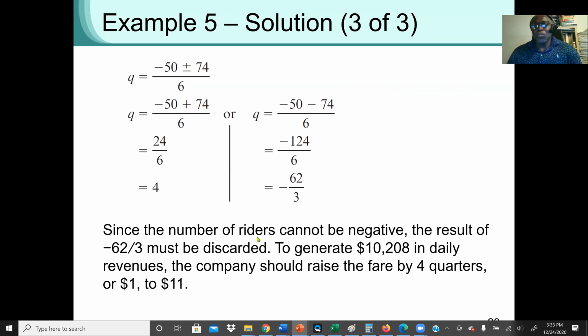Since this is the number of riders, the answer can never be negative. So since the number of riders cannot be negative, the result of minus 62 by 3 must be discarded. To generate 10,208 in daily revenue, the company should raise the fare by 4 quarters, or from $10 to $11.